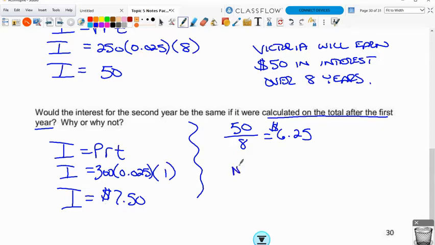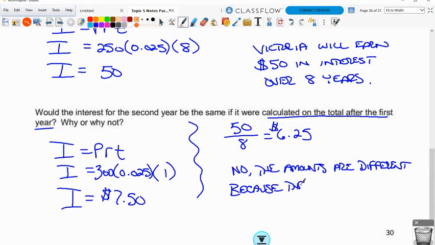Okay, so we can say, no, the amounts are different because the principles are different. When you change the amount that you're basing your interest off of, that's going to give you a different interest amount altogether.